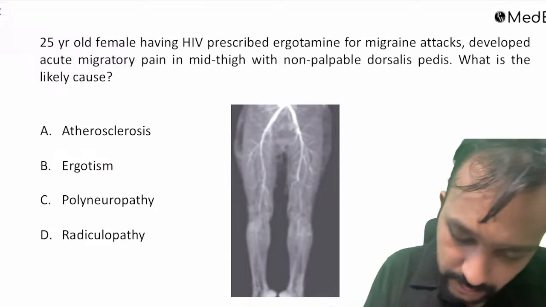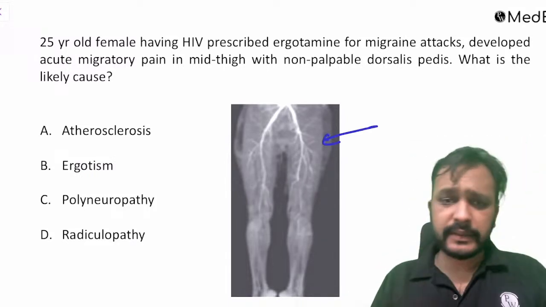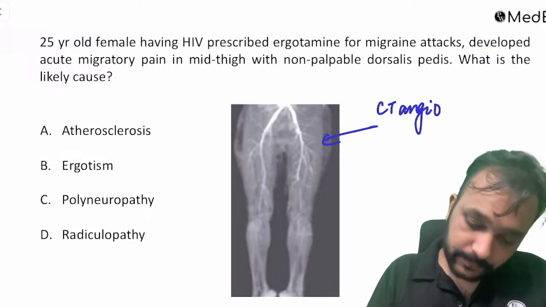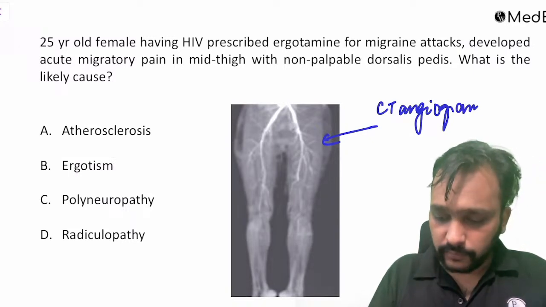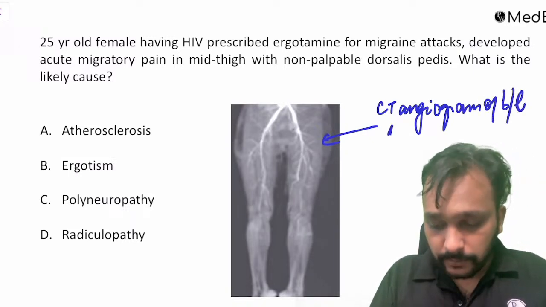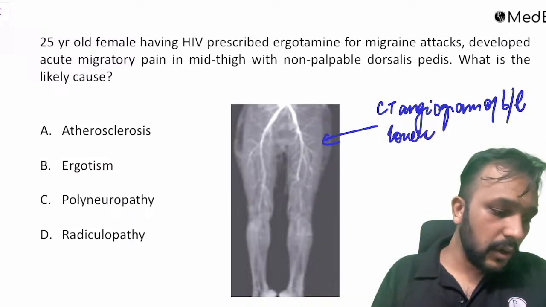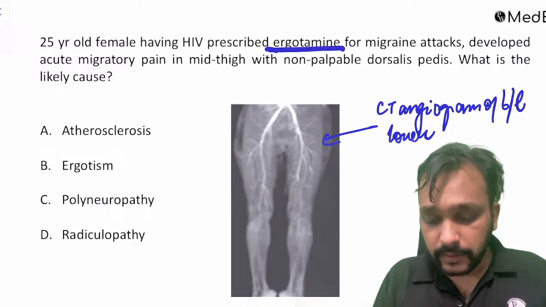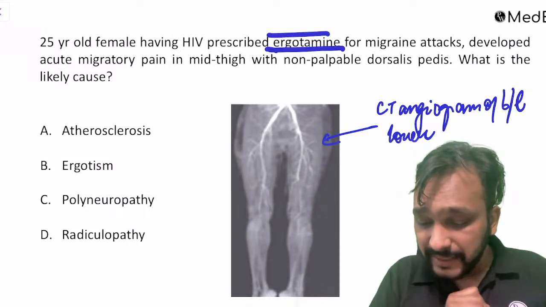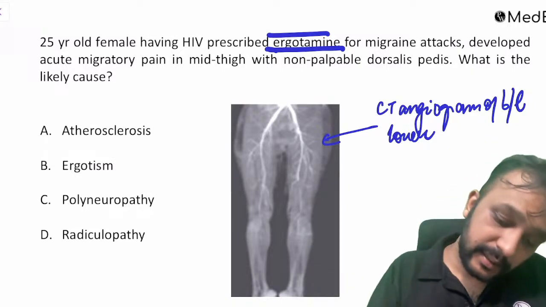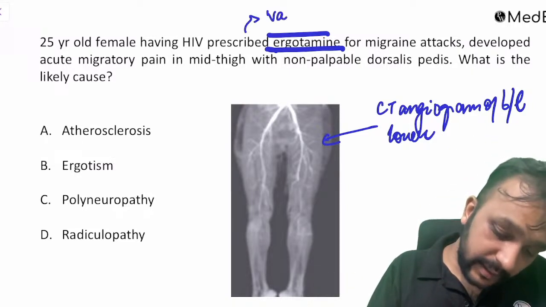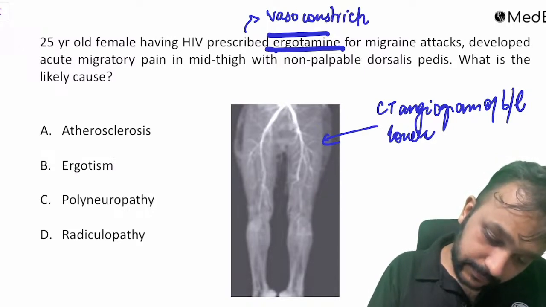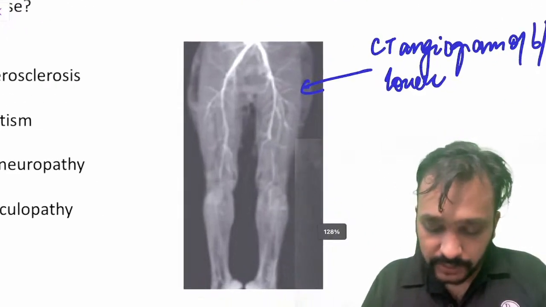So guys, first of all, you should know what is the investigation that is being shown here. It is a CT angiogram of bilateral lower limbs. And on this CT angiogram image of bilateral lower limbs, what we can see, ergotamine was prescribed for migraine attacks, and we all know that ergotamine is a potential vasoconstrictor. So what is happening in this patient?